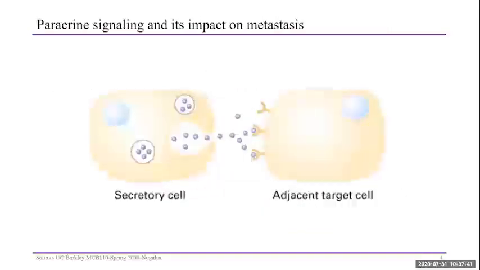Paracrine signaling is a type of cell-to-cell communication in which cells that are near each other communicate through some sort of chemical messenger. Looking at the picture, we see the secretory cell secreting that chemical messenger to the adjacent cell, allowing for that cell-to-cell communication to take place. The cancer, stromal, and immune cells mentioned in the previous slide communicate with one another via paracrine signaling and drive cancer progression and drug resistance.